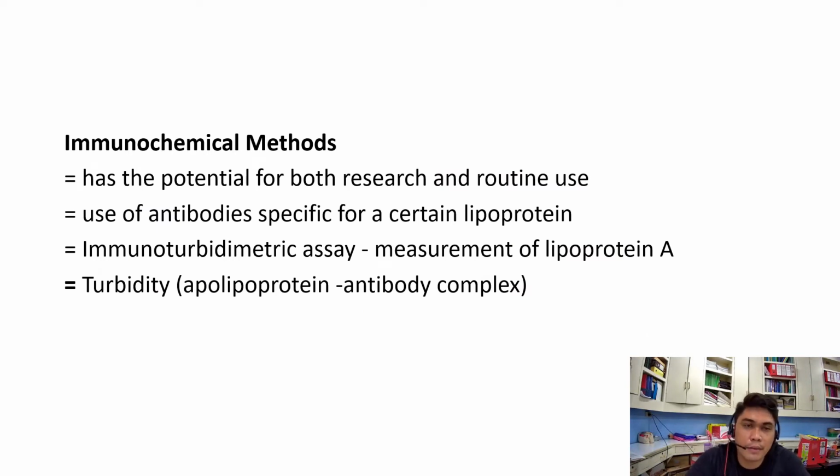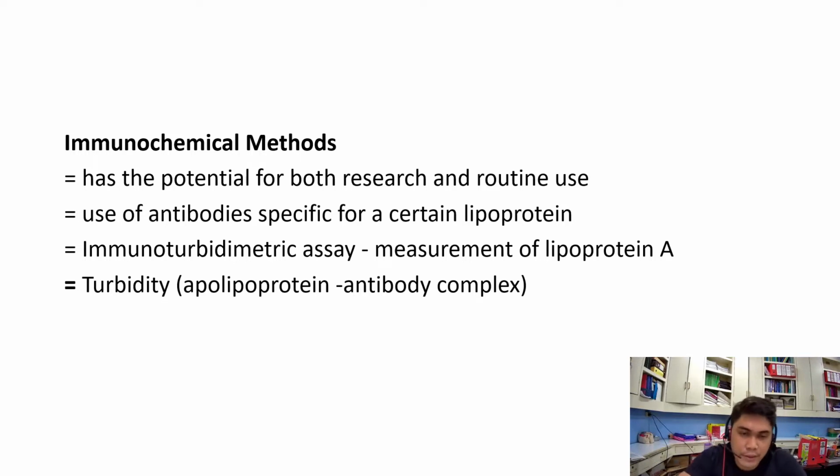Next is you have immunochemical methods. So it has the potential for both research and routine use. For immunochemical, we're going to use antibodies that are specific for certain lipoproteins. So it's an immunoturbidimetric assay, and it's usually used for measurement of lipoprotein A. Okay, so we will use turbidimetry for this method.